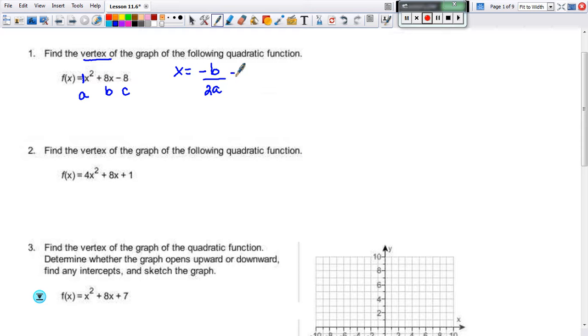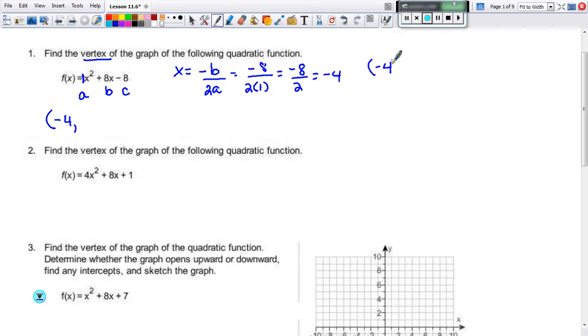Now you want to think of that as the opposite of b. So the opposite of positive 8 is negative 8 over 2 times 1. You get negative 8 over 2. Negative 8 divided by 2 is negative 4. So your vertex is always going to be an ordered pair, and negative 4 is going to be the x value for this. Now to get the y value, you plug that into the original function.